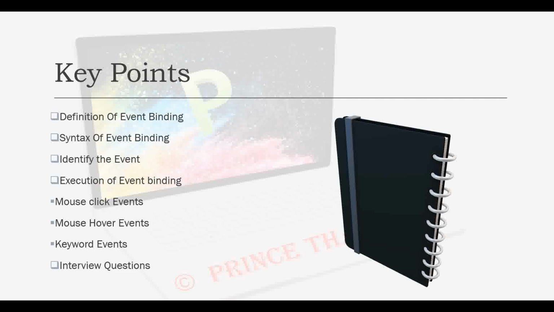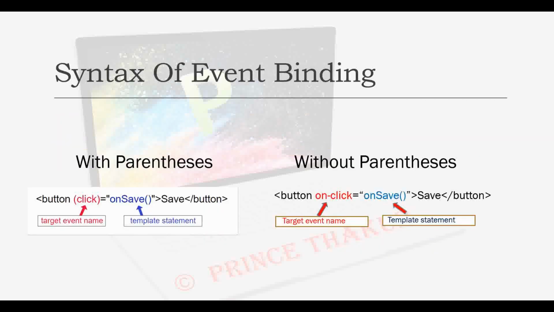Now we will see the second point, that is the syntax of an event binding. We can execute event binding in two ways. The first way is with parentheses and the other way is without parentheses. Without parentheses we have to use the on keyword to perform an event binding. So first we will see syntax number one.